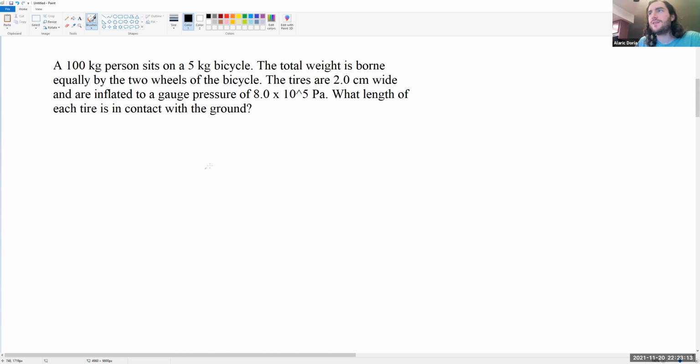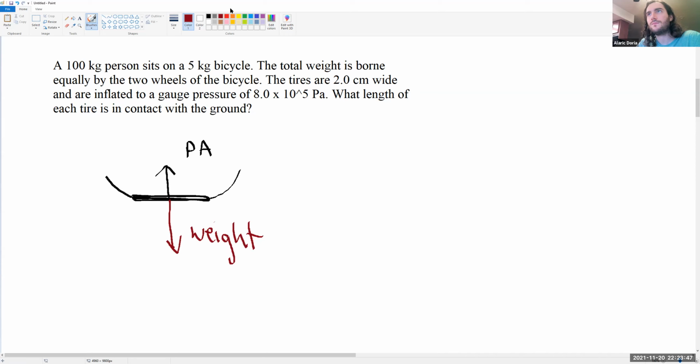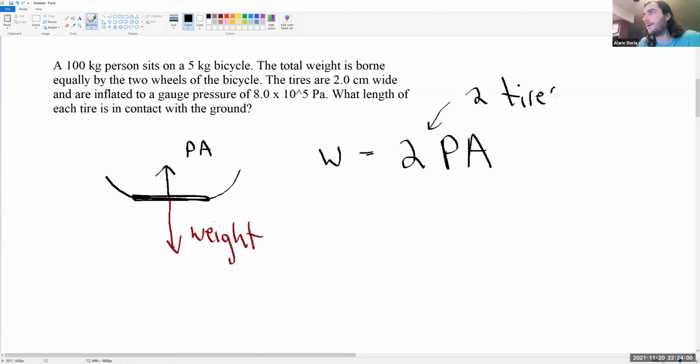To determine the answer here, the first thing that we need to recognize is what we already talked about. If we have a tire like this, and there's a portion of the tire which is in contact with the ground, then the upward force there is going to be equal to the pressure times the area, right? And then, of course, we have the total weight acting downward, okay? So weight has to be equal to 2 times the pressure times the area, because we have 2 tires. There are 2 tires for a bicycle, right? Not 4.